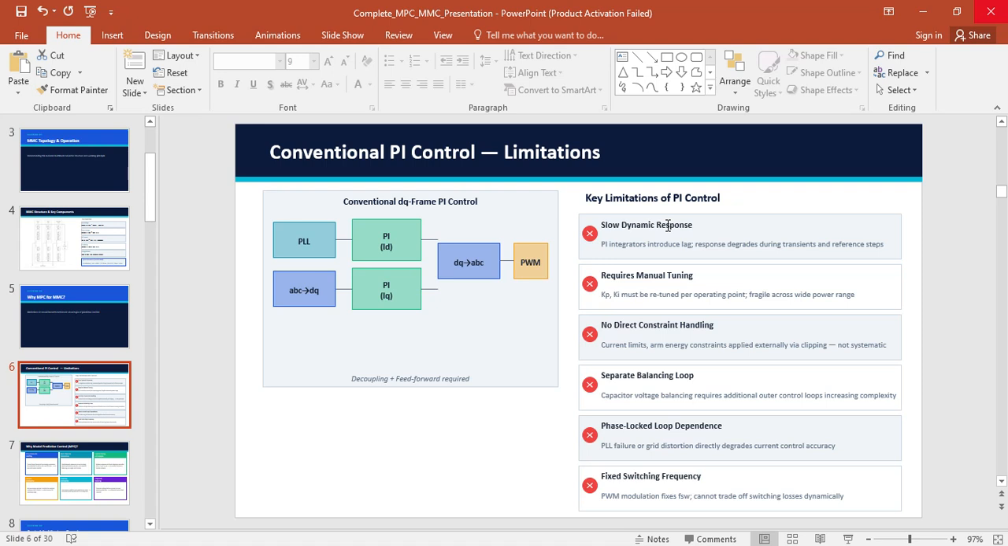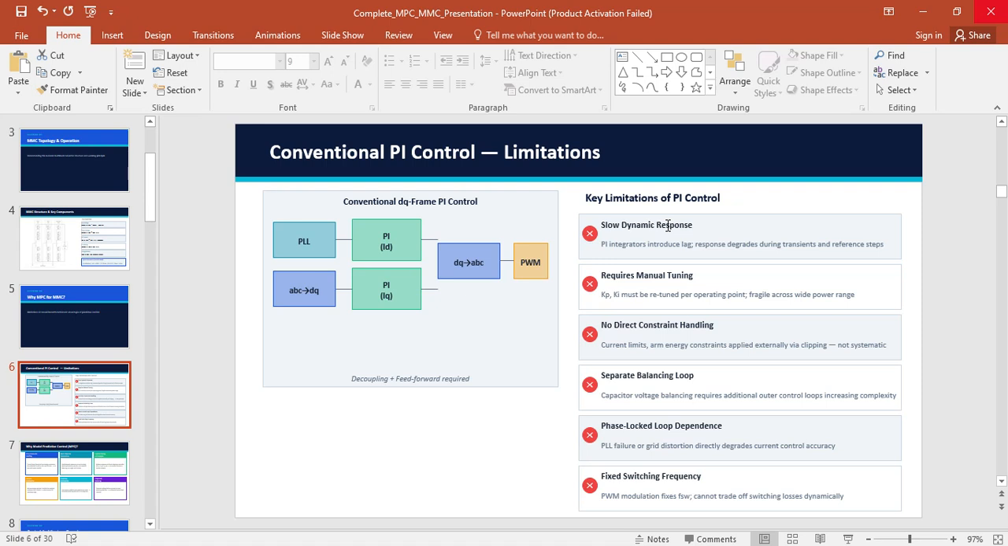There is no direct constraint handling, such as current limits and arm energy constraints, which are applied externally via clipping and are not symmetric, right? A separate balancing loop is required. Capacitor voltage balancing requires additional outer control loops, increasing complexity. This is one of the limitations of the PI controller. Also, it depends on the phase lock loop.